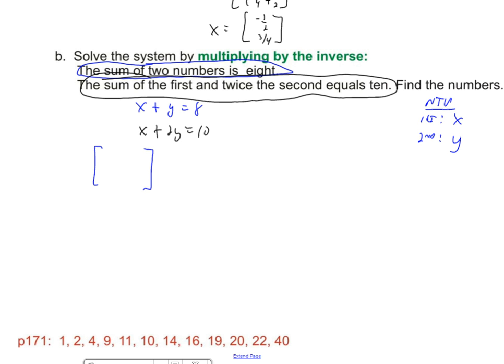So the first row would be a what? 1, 1, and the second row would be a 1, 2. And that's pretty simplistic. Okay, there's going to be another matrix before the equal sign. But let's finish off the matrix on the right. And I think you all know the matrix on the right is going to be 8, 10, right? Okay.